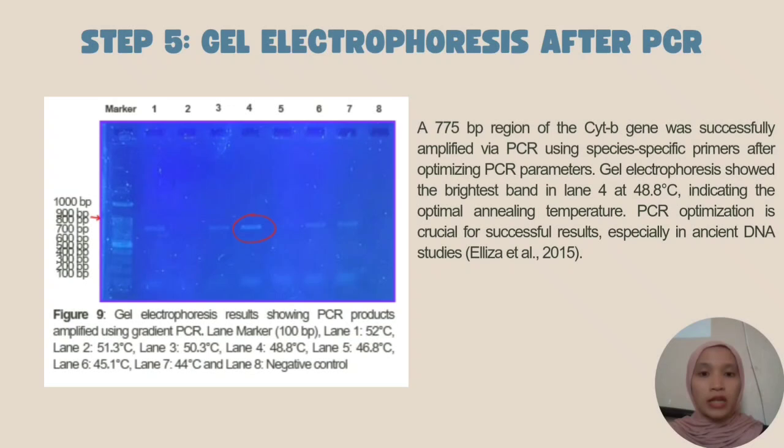So as you can see on the left side, the 775 bp region of the Cyt-B gene was successfully amplified via PCR using the species-specific primers after optimizing PCR parameters. The gel electrophoresis showed the brightest band in lane 4 at 48.8 degrees Celsius, indicating the optimal annealing temperature. So PCR optimization is crucial for successful results, especially in ancient DNA studies.